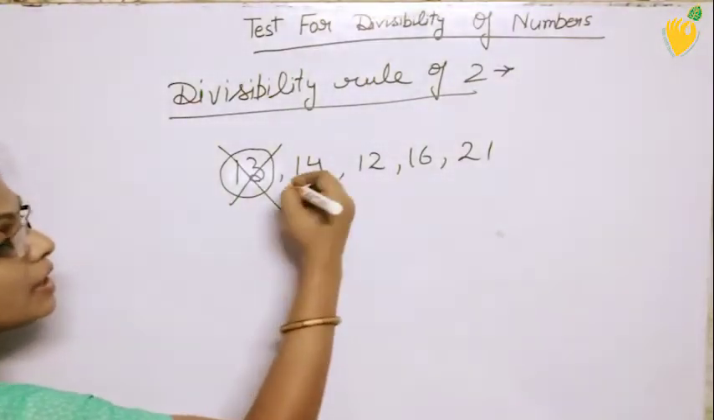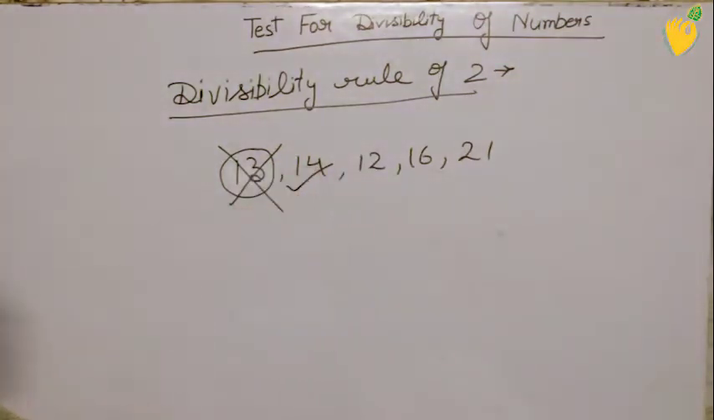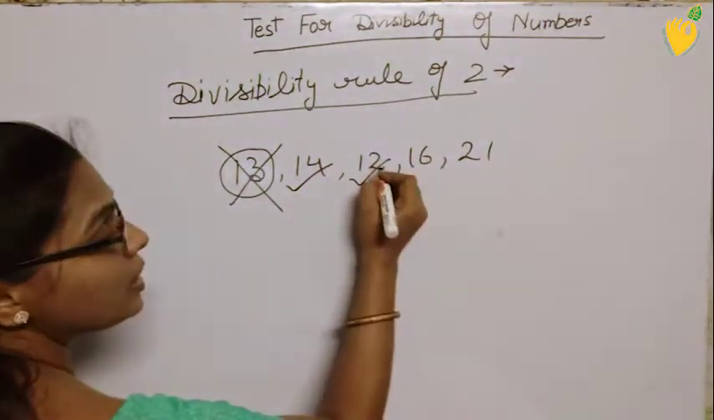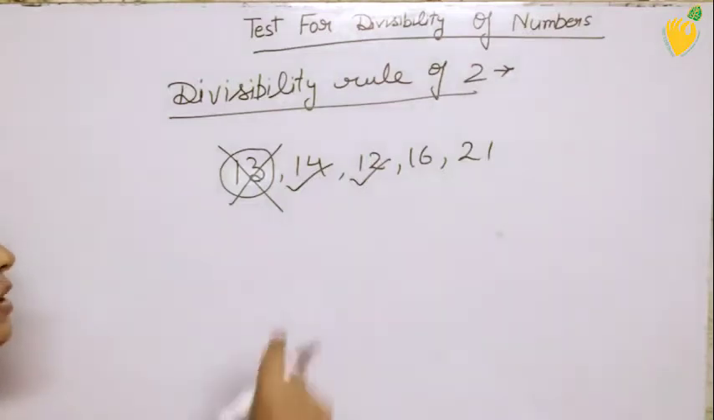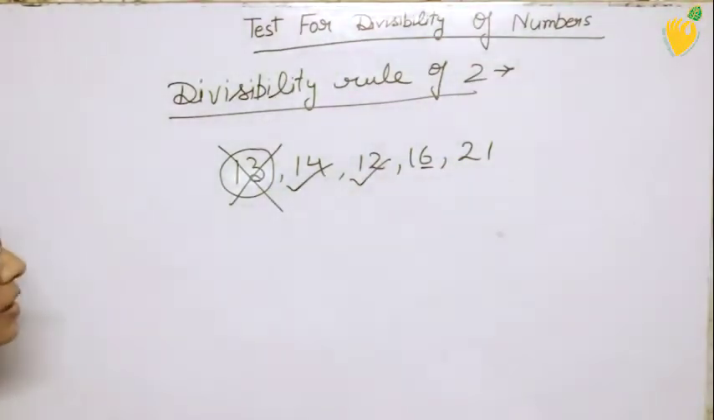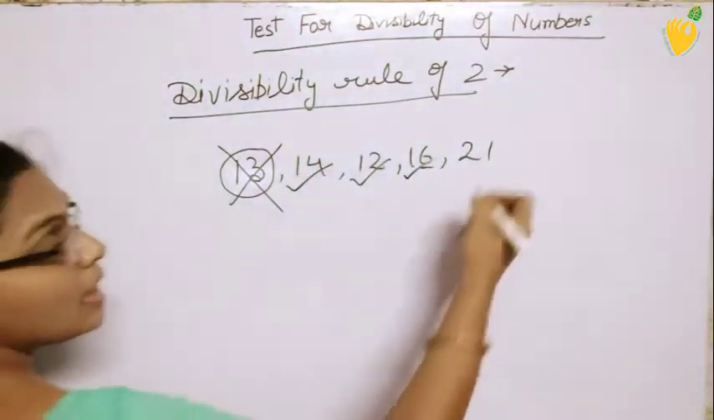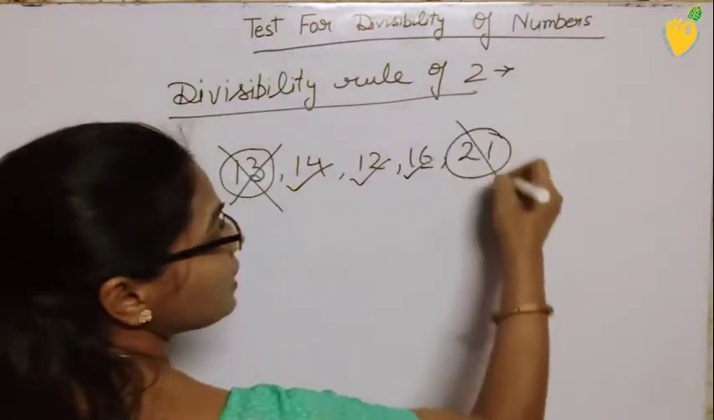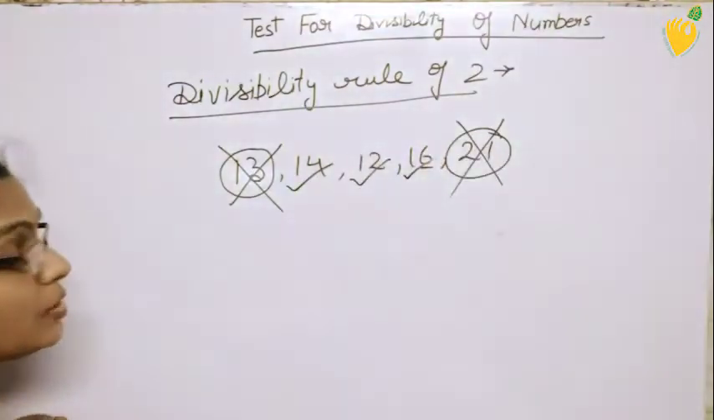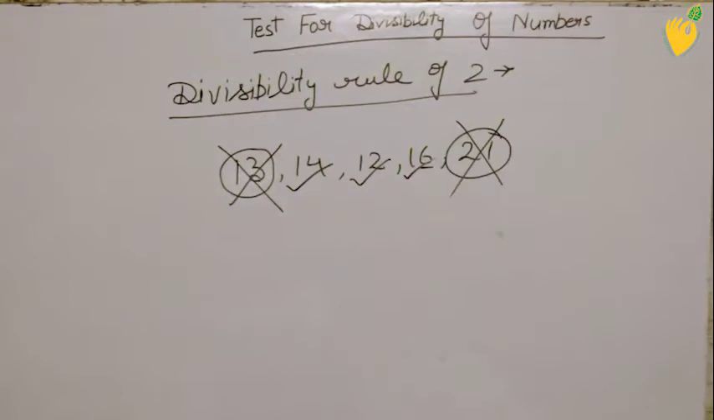And here 14 is divisible by 2 because the number at the unit place is even, that is 4. It is also divisible by 2 because the number at the unit place is even, which is 2. The digit at the unit place in 16 is 6, which is divisible by 2. But the unit place in 21 is 1, which is not an even number. So 21 will not be divisible by 2.